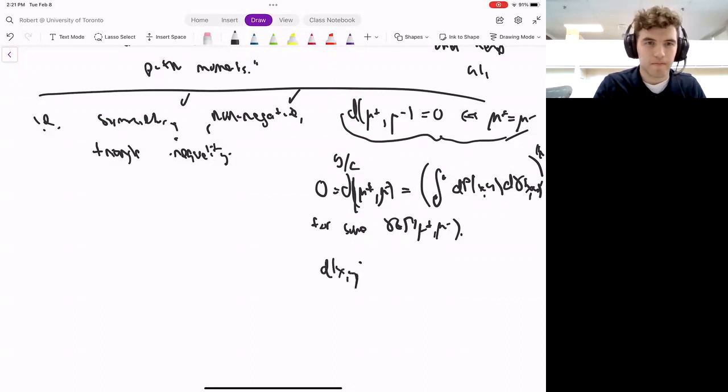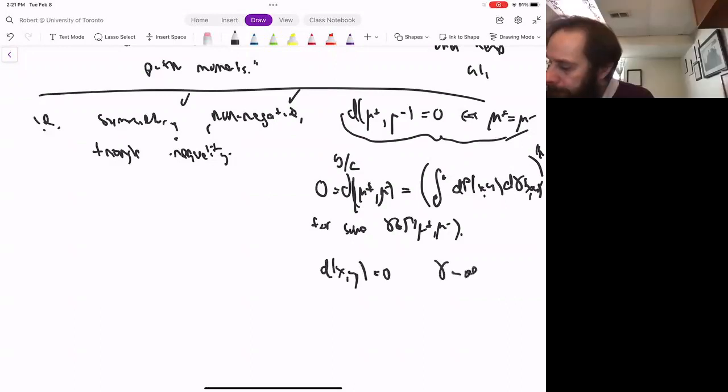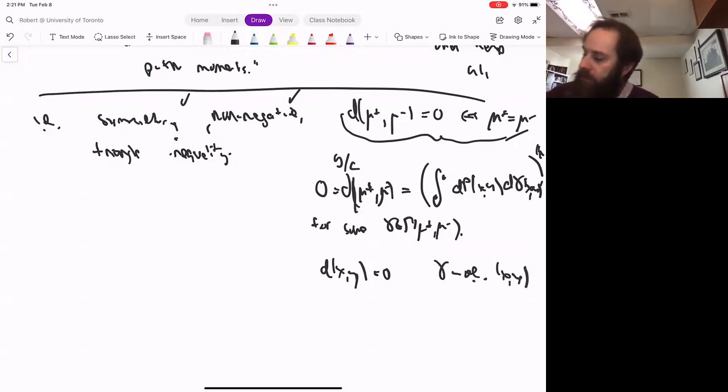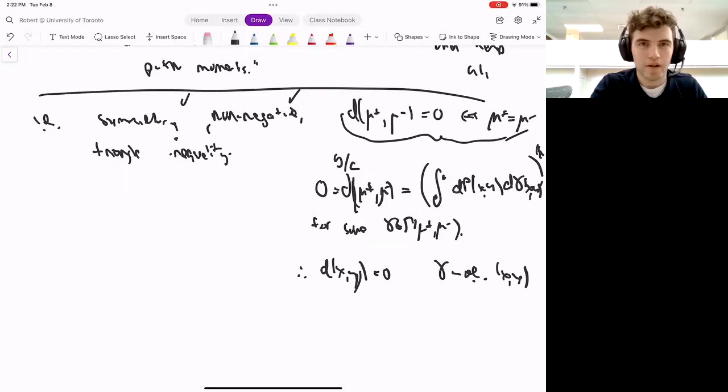Right. Yep. Yeah. Can anyone finish the argument from there? So then that means gamma just has to live on the diagonal. Yep, that's right.